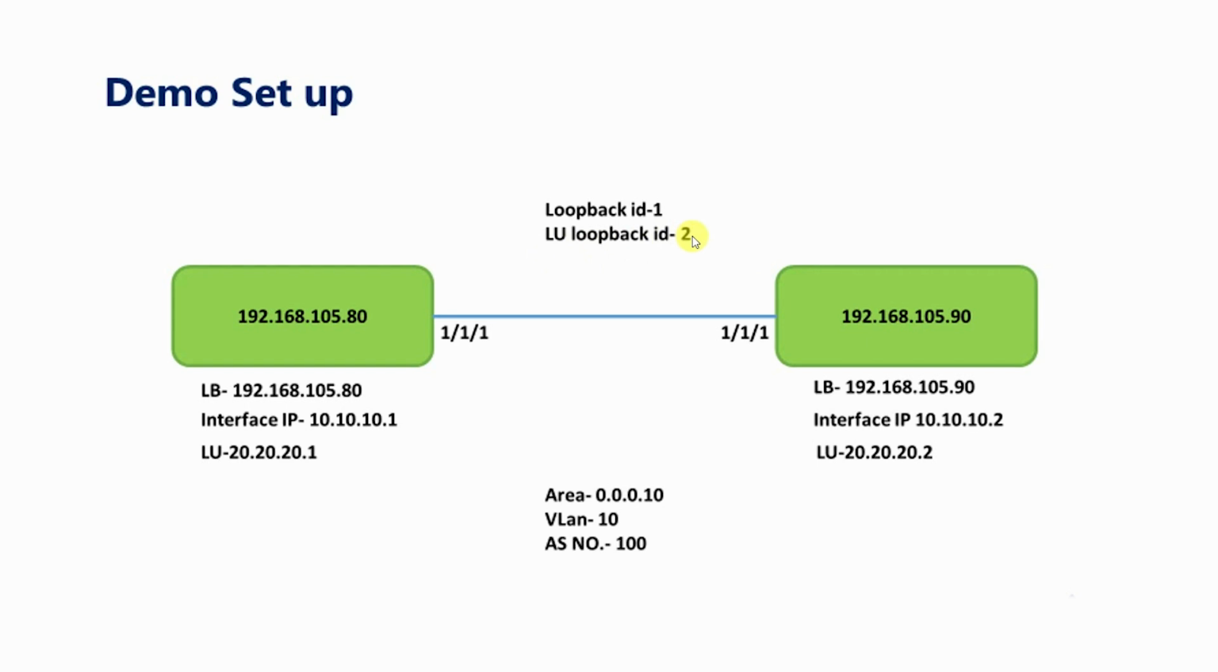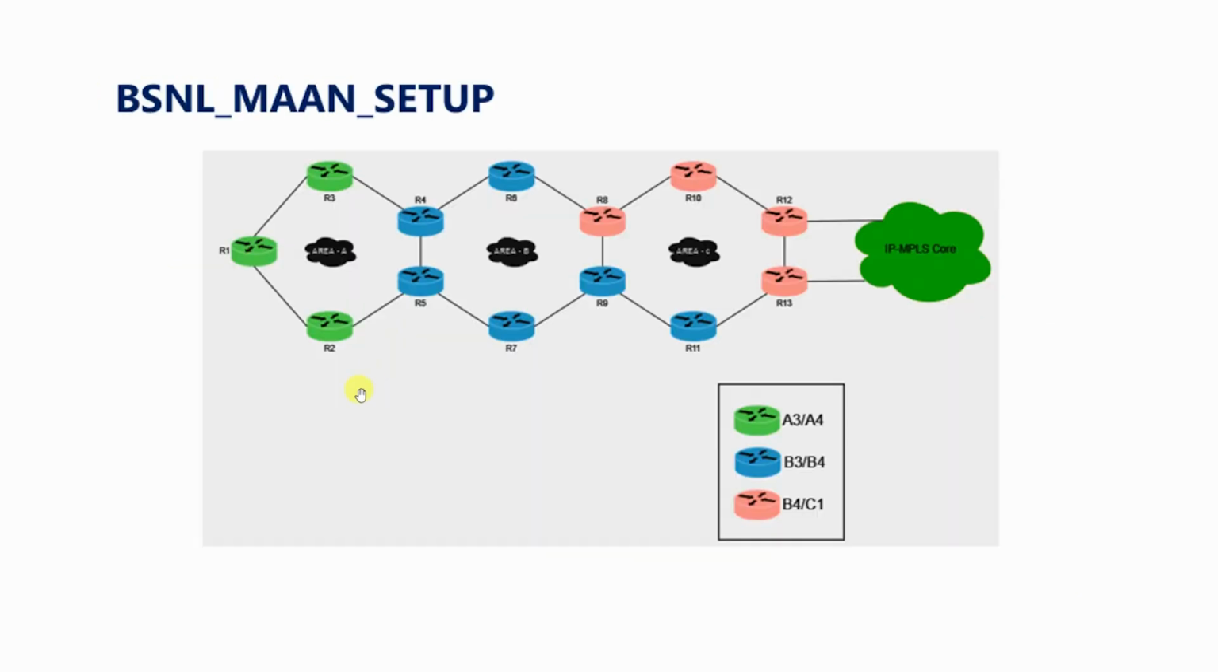Then we have the details of the area, as both the nodes A3 and A4 are in the same area. We have defined it here as area 10. Then we have given the VLAN details for the interface configuration, and we have autonomous system number as 100, as both of these nodes are in the same AS. So this is the BSNL MAAN setup that we have.